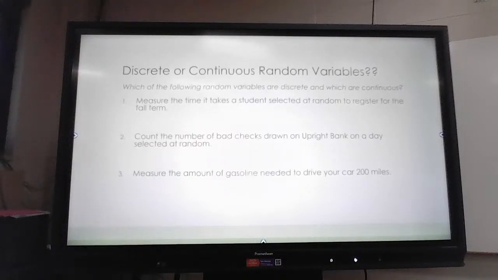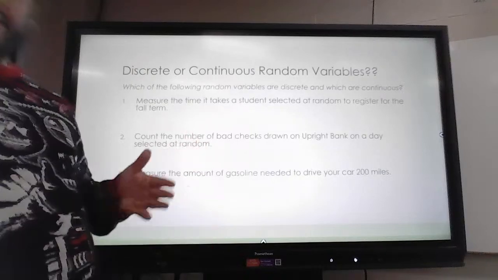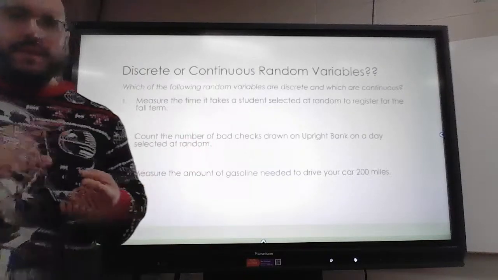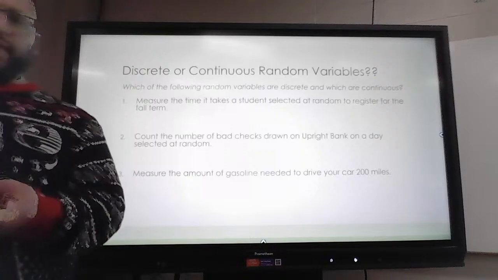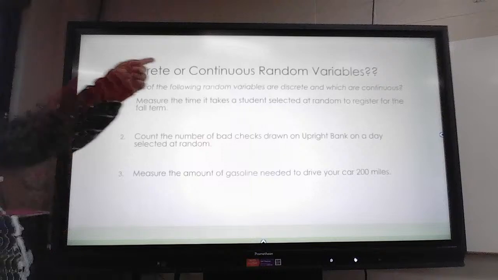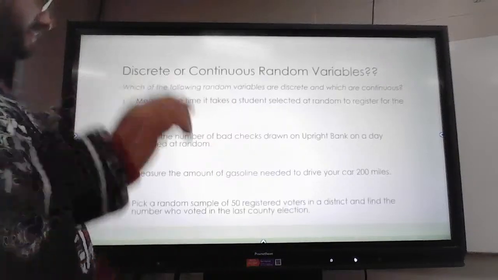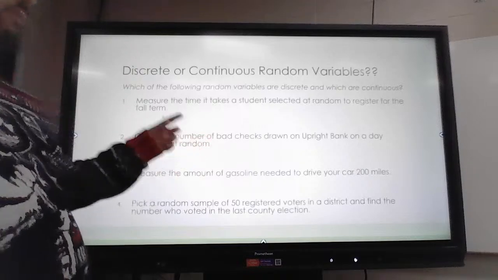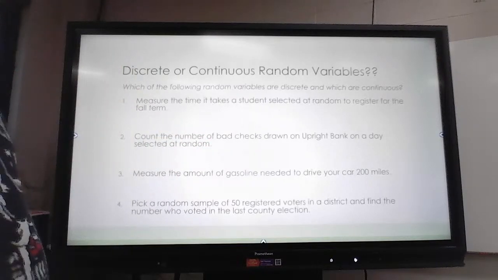Measure the amount of gasoline needed to drive your car 200 miles. What are we measuring? Amount of gasoline. So anytime that we fill up our car with gas, we see two numbers. We see the price of how much we're paying for the gas and how much gas we're putting in. Both of those are expressed as decimals. So this example is a continuous random variable. Picking a random sample of 50 registered voters in a district and finding the number who voted in the last county election. What are we measuring? The number of voters, number of people. That is a discrete random variable.